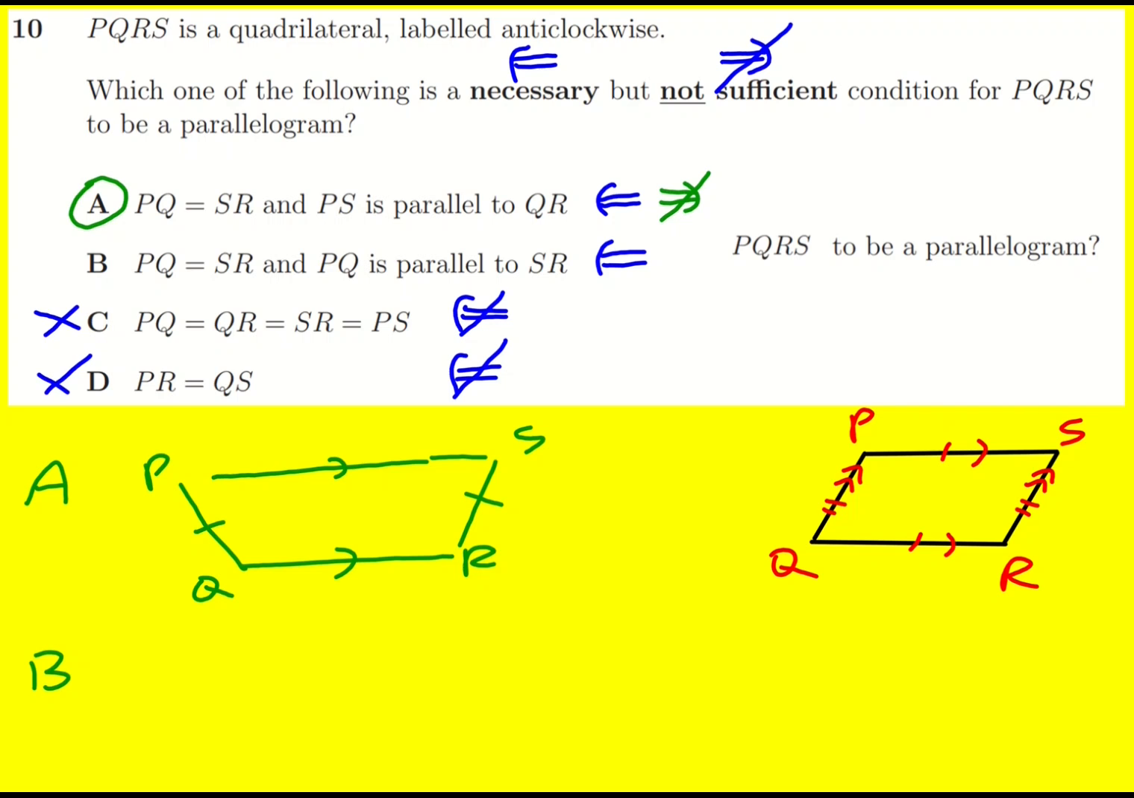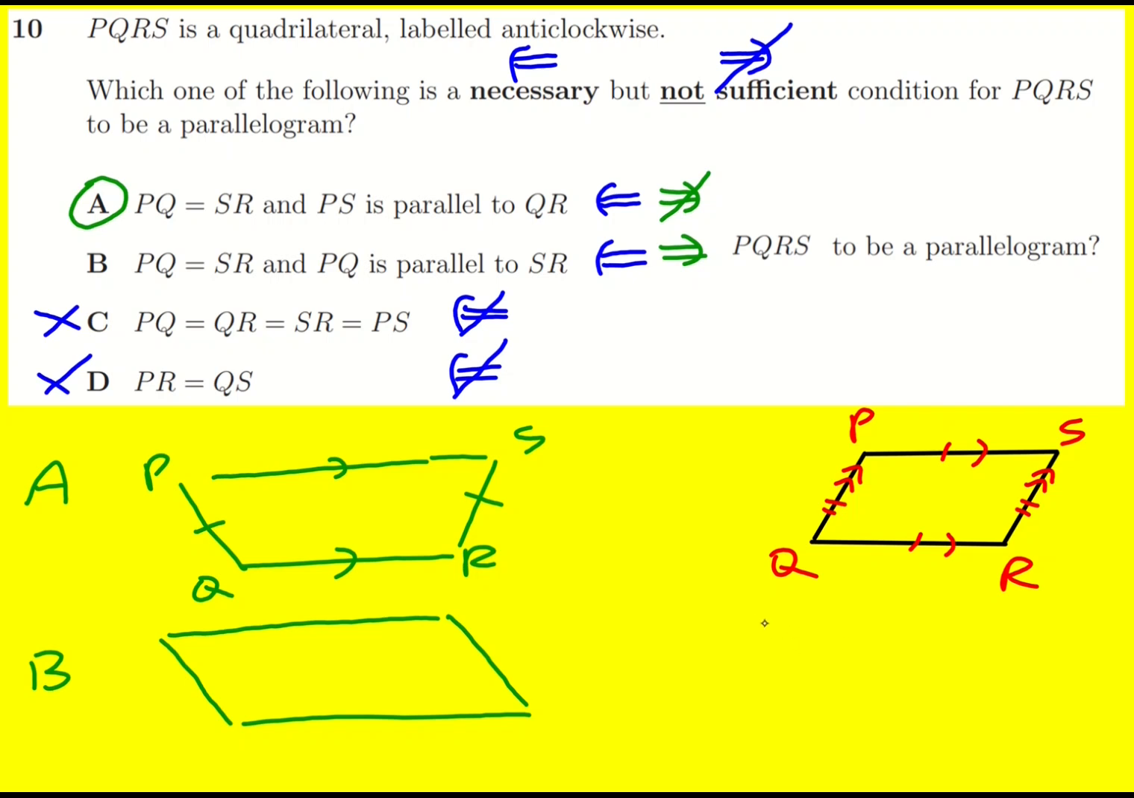So if PQ is equal to SR and PQ is parallel to SR, then I would have these two the same length and parallel. And then I've got no choice but to just join them up and they would be the same. So actually this is an if and only if relationship.